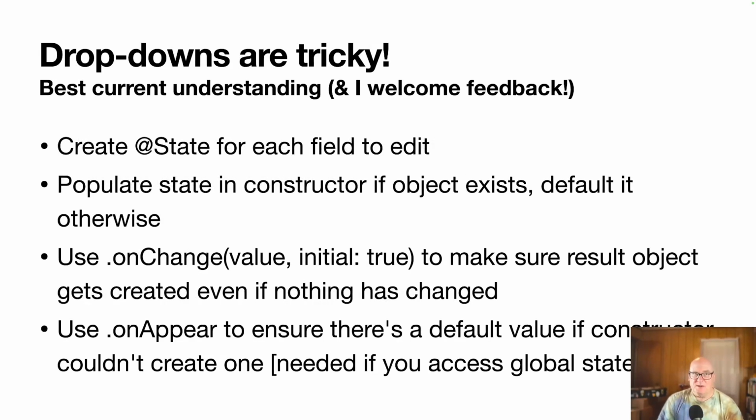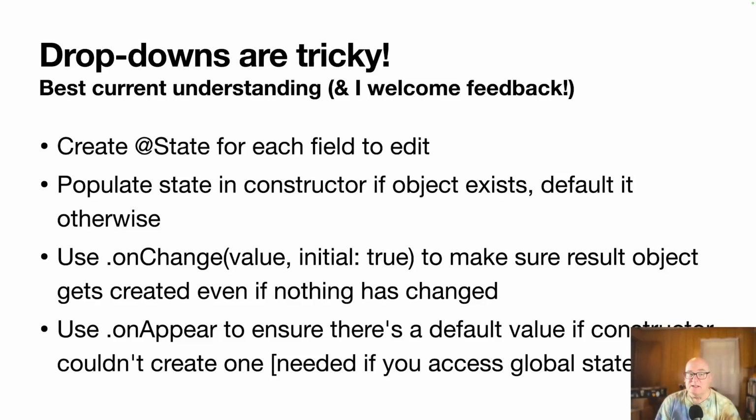So the challenge or the learning for me around drop downs, I don't think I have the perfect formula or recipe, but it's my best understanding. What I think you have to do is you need a state variable for each field. State creates an observable variable. And then you populate the state in the constructor. If the object exists, you're going to use that one so you can edit. Otherwise, you need another, an empty-ish one to make a new one.